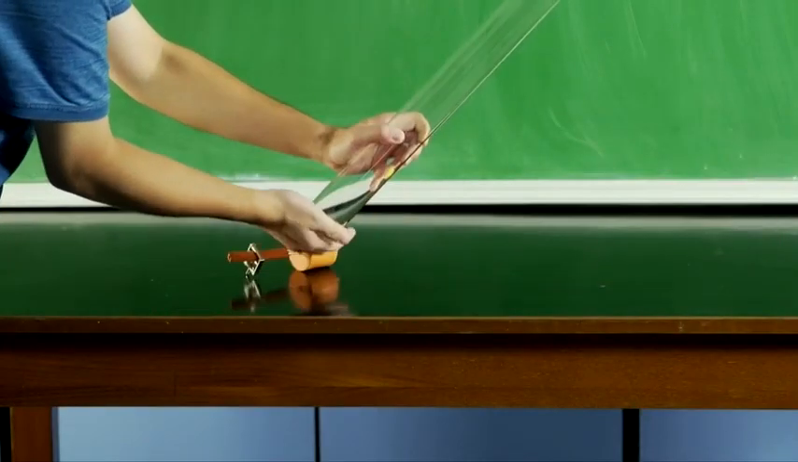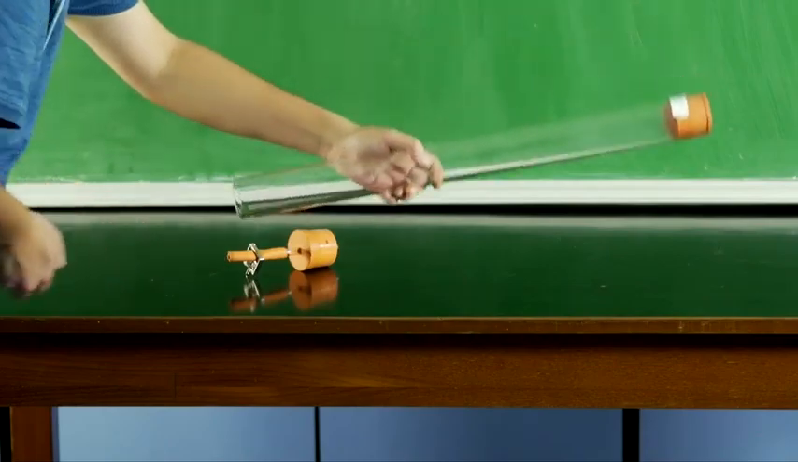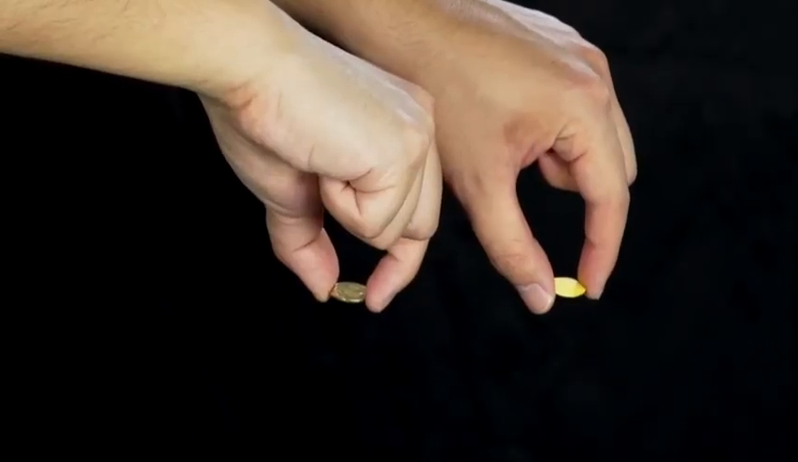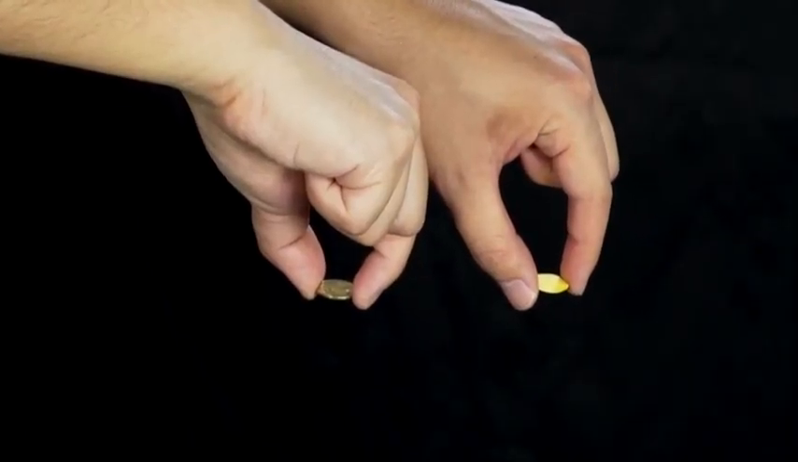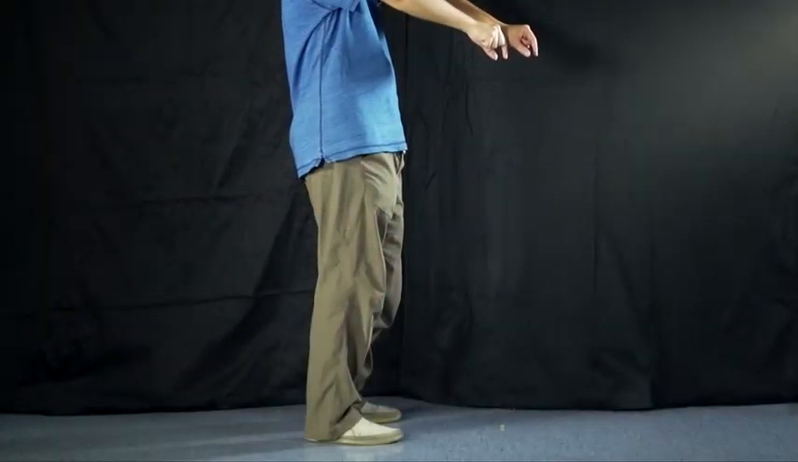Now take the coin and the paper disc out from the tube. Release them from the same height at the same time. Compare their falling rate.